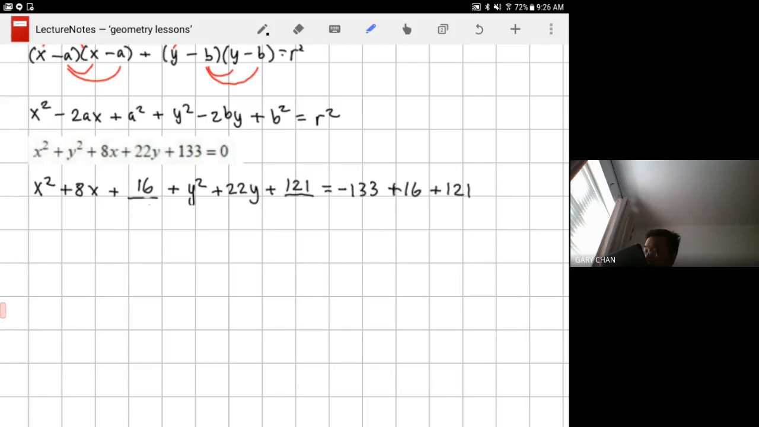All right, so we're at this stage of the problem now: negative 133 plus 16 plus 121. Kian, do you have a calculator?